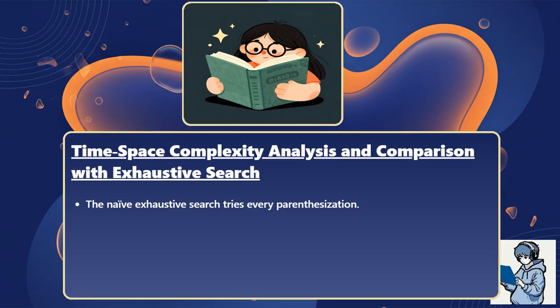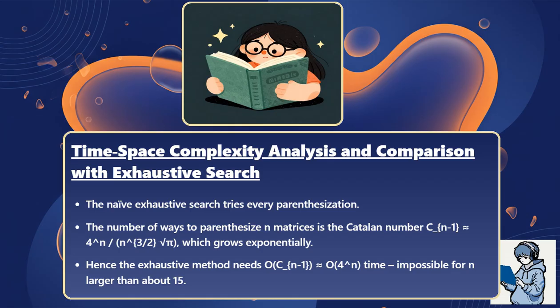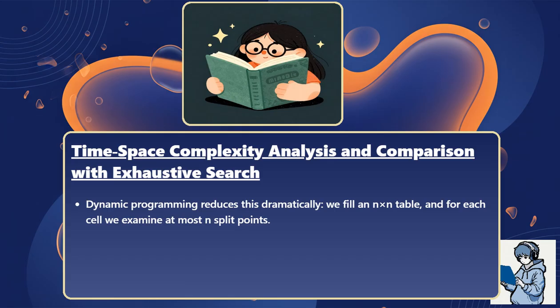The naive exhaustive search tries every parenthesization. The number of ways to parenthesize N matrices is the Catalan number C_{N-1}, approximately 4^N divided by N^(3/2) times the square root of pi, which grows exponentially. Hence the exhaustive method needs O(C_{N-1}), approximately O(4^N) time. Impossible for N larger than about 15.